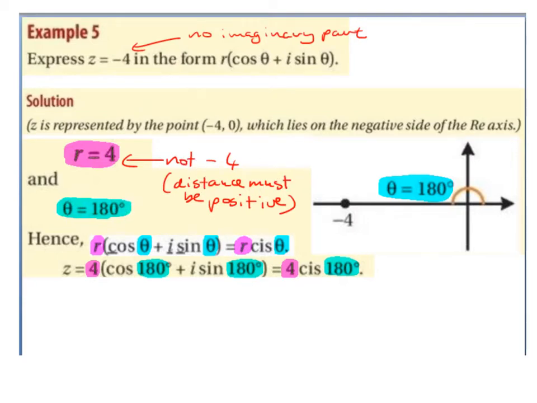Theta is 180 degrees. We go from the positive part of the real axis all the way around. We form a straight line which is 180 degrees. Hence, r cos theta plus i sine theta is going to be 4 cos 180 degrees plus i sine 180 degrees. Or to summarise, r cis theta is equal to 4 cis 180 degrees.